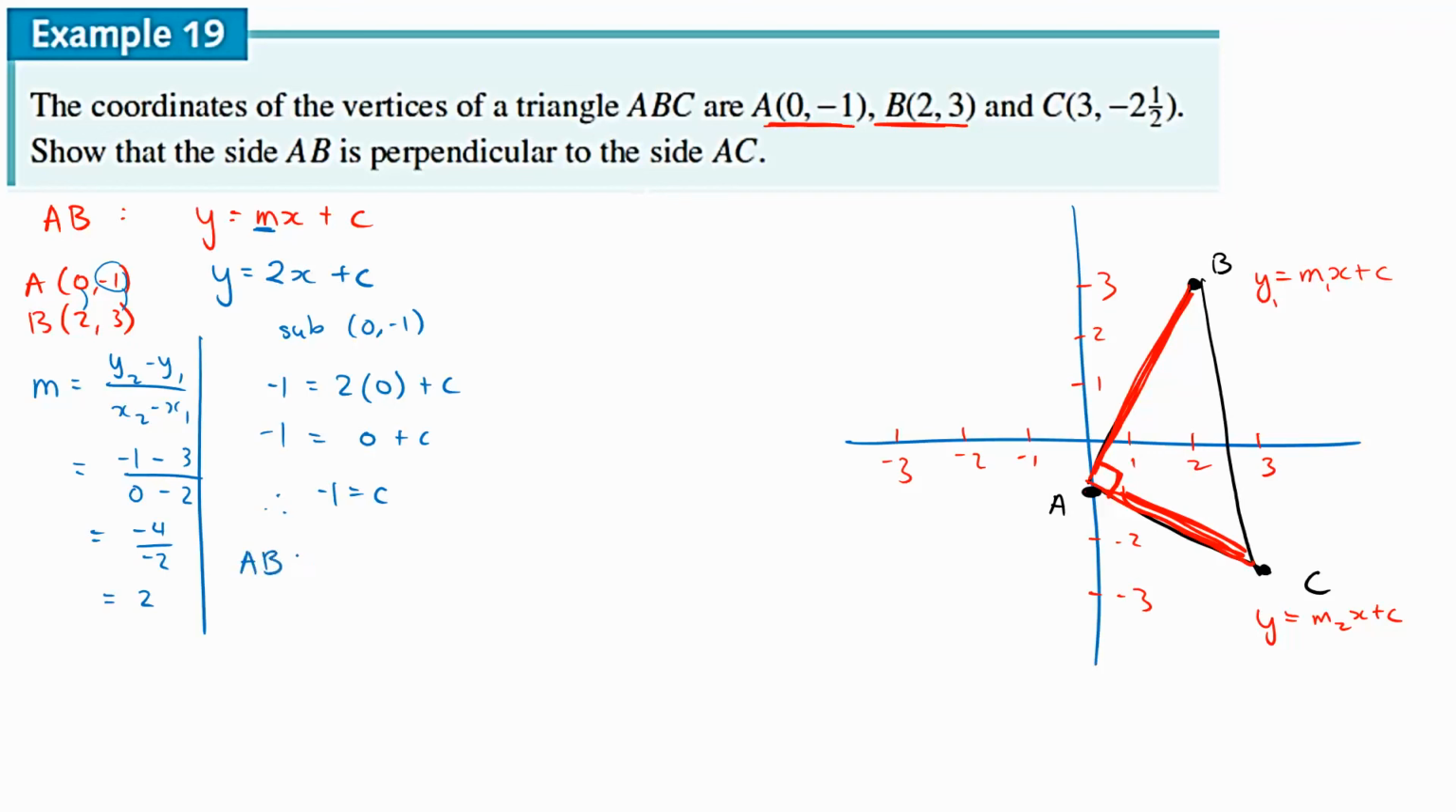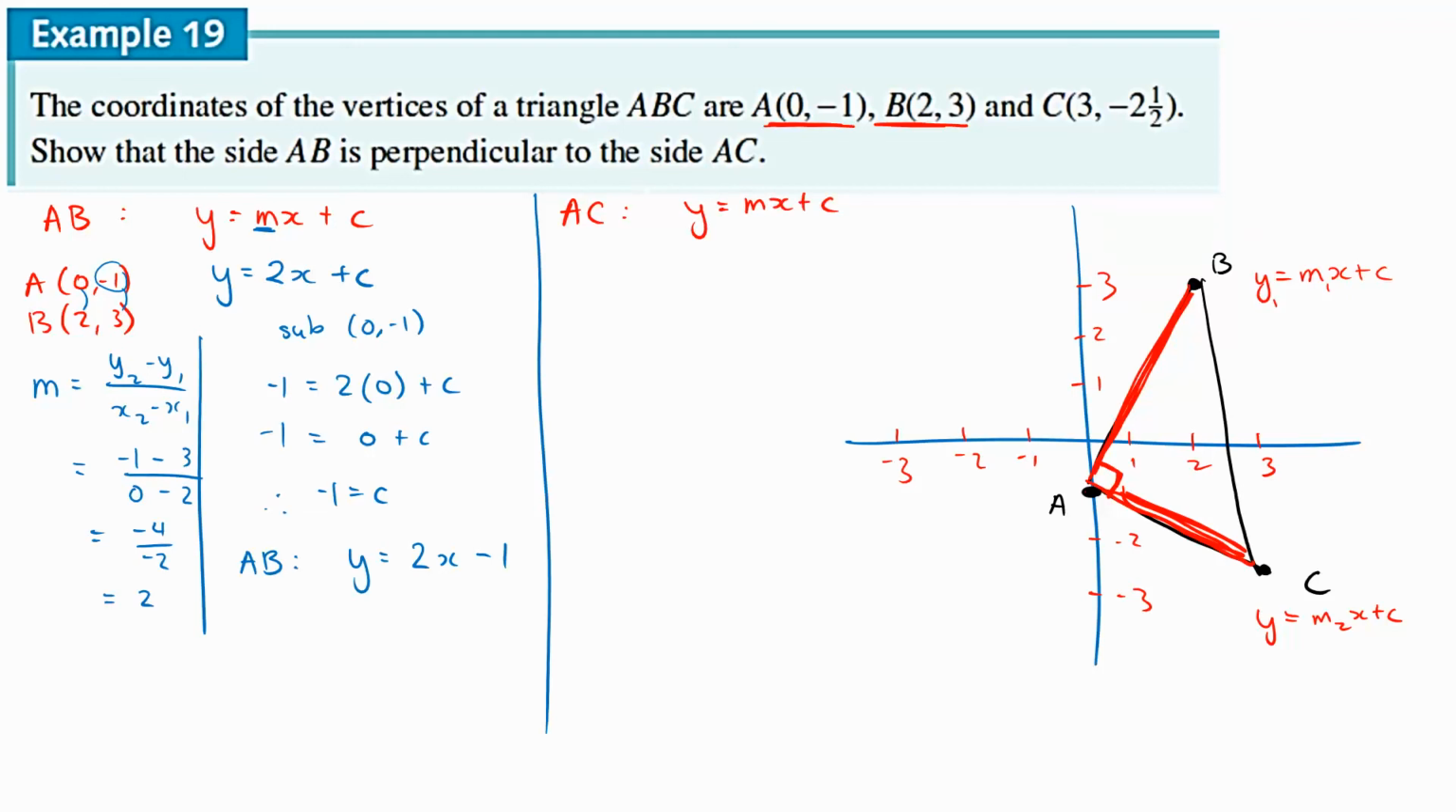So I already figured out the first equation. The equation of AB has to be y equals the gradient, which we found out was 2, and we just found out c was -1. So we've found the equation of AB. Now we need to find the equation of AC. Technically, you don't need to find the equation. I'm just doing it all in one go so you can see. I should do it in red so you can see the color coding. For AC, we now need y equals mx plus c as well.